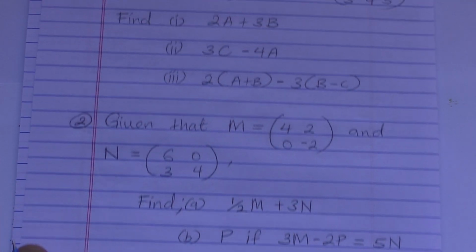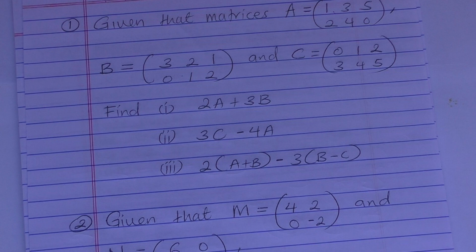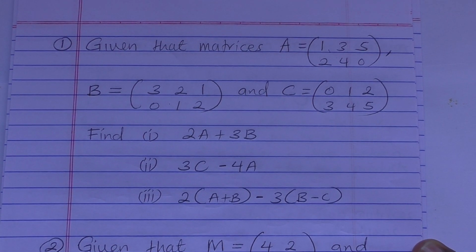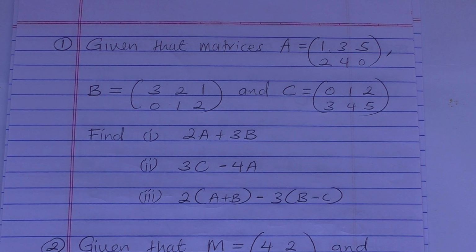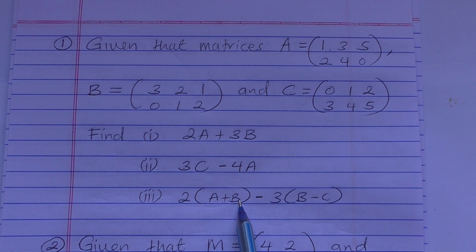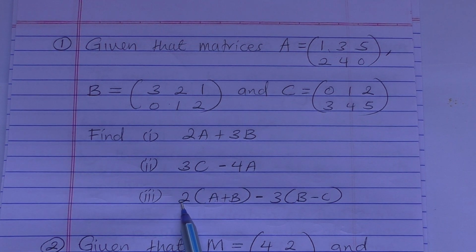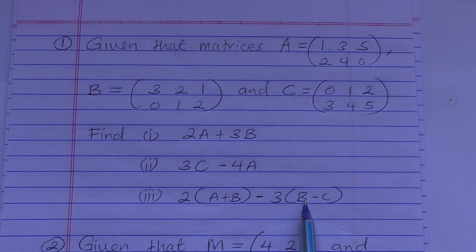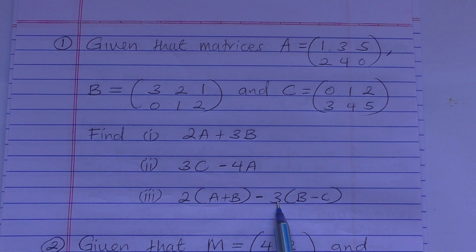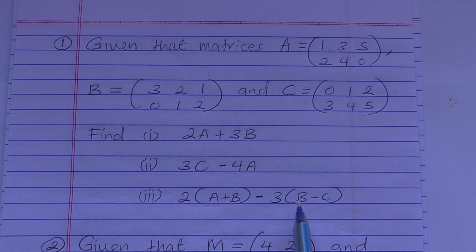Otherwise, after looking at how we do that, please, I request you to try out these numbers. You try out this. In this, we shall first add A plus B. After adding and getting a single matrix, we multiply it by 2. In this, we shall first subtract B minus C. After we multiply by 3, then we shall subtract the results.